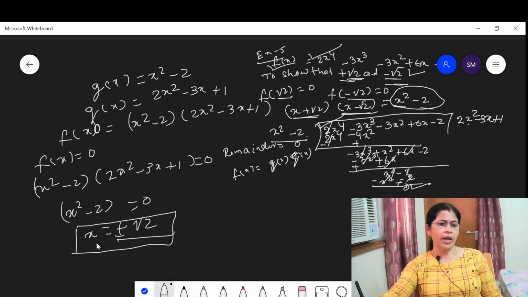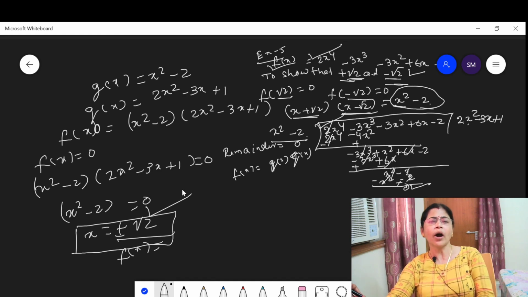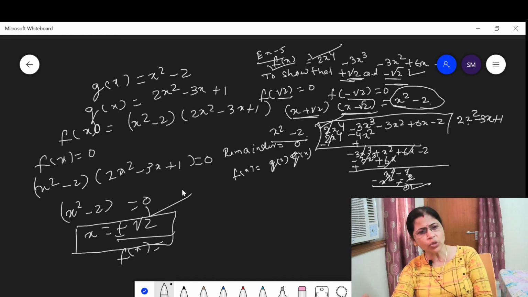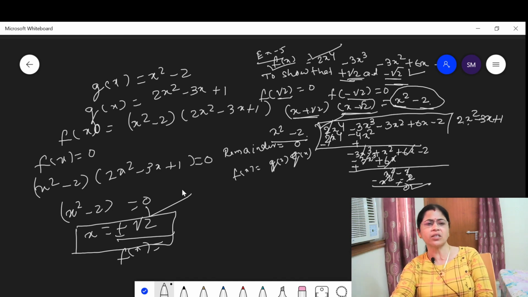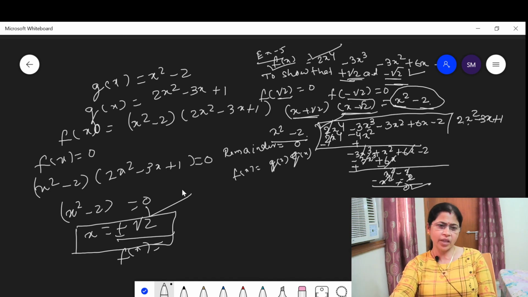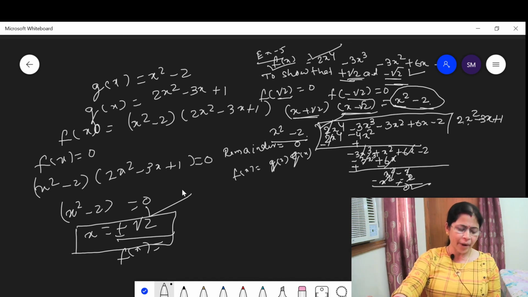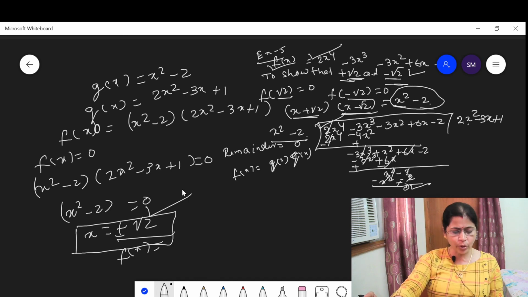When f of x is equal to 0, when x is equal to plus root 2 or minus root 2, in these two cases we get f(x) is equal to 0. This shows that plus root 2 and minus root 2 are the zeros of the polynomial. Here let us solve another question.